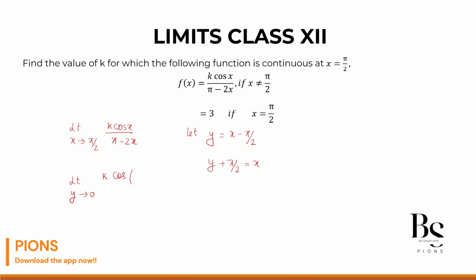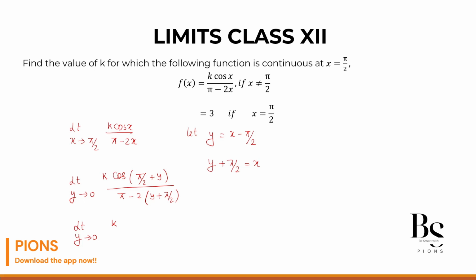Cos x will be what? Here it is written y plus pi by 2, or pi by 2 plus y. Let's write it like this. A plus b is the same as b plus a, whole divided by pi minus 2 into x. X is how much? Y plus pi by 2. Great. So this will be limit y tending to 0, k cos (90 plus theta). 90 plus theta lies in which quadrant? Second quadrant. Cos (90 plus theta) lies in the second quadrant.